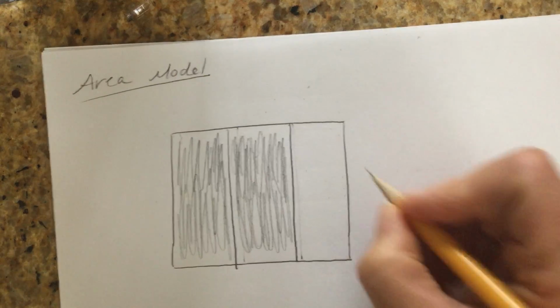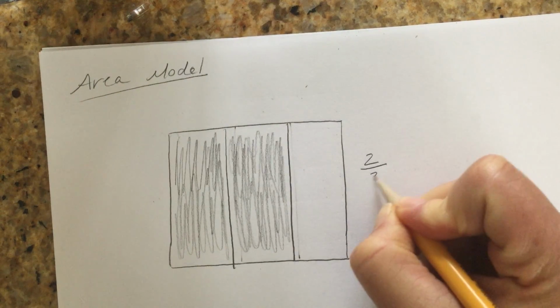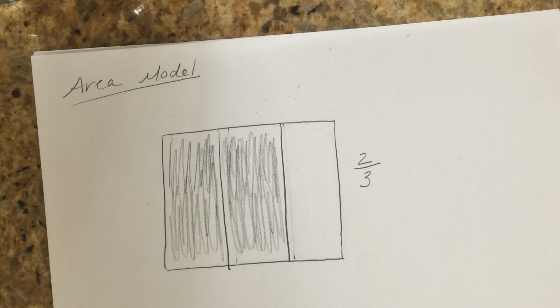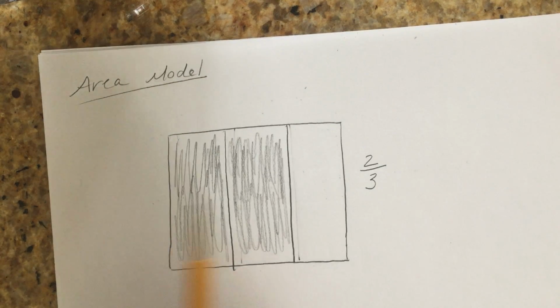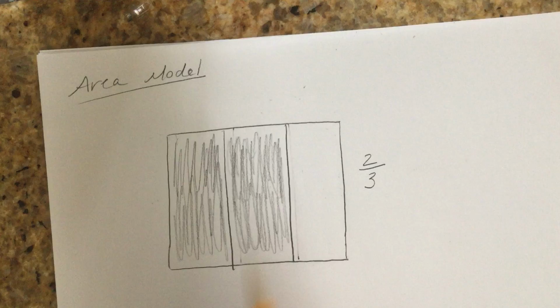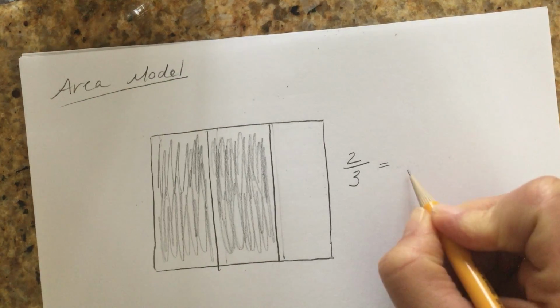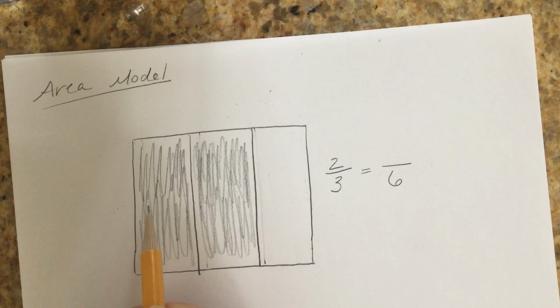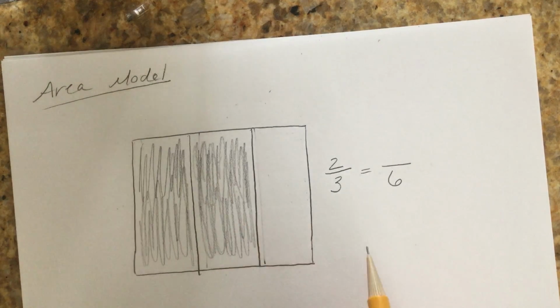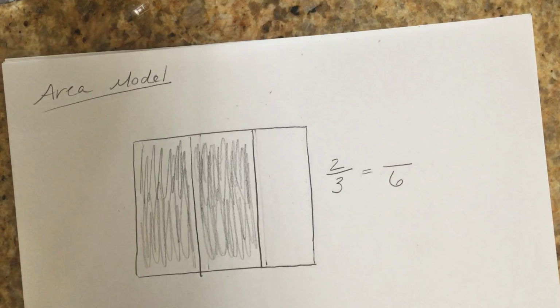Now let's say that I want to show how many sixths are equal to 2 thirds. So 2 thirds is equal to how many sixths? Well, I know that if I split this in half, I will have my 6 equal parts. But I want to show my original thirds. I don't want to lose those thirds in order to prove these are equivalent.